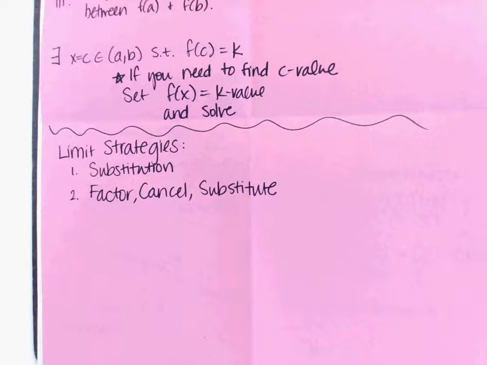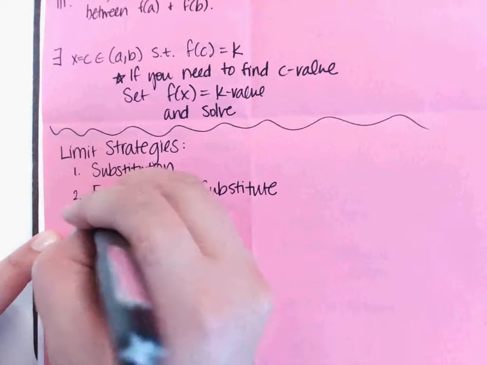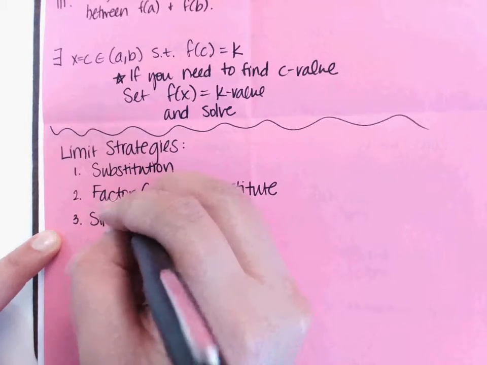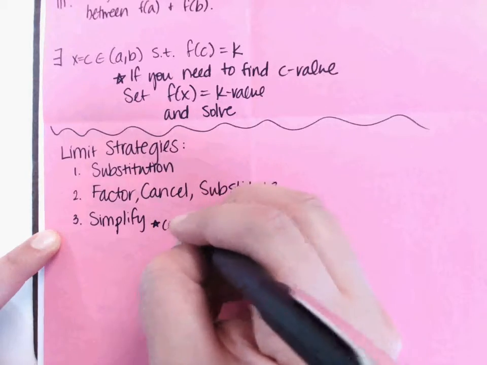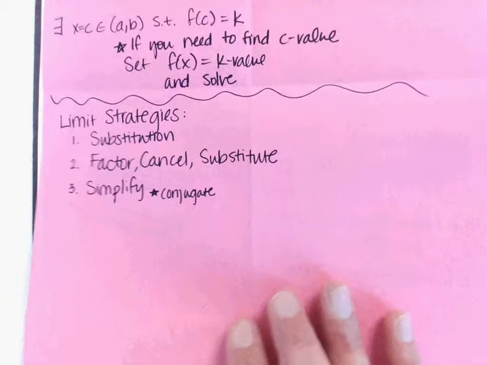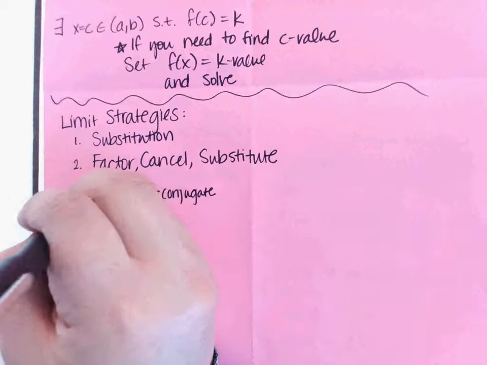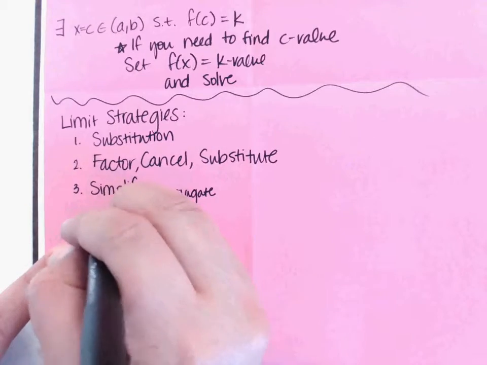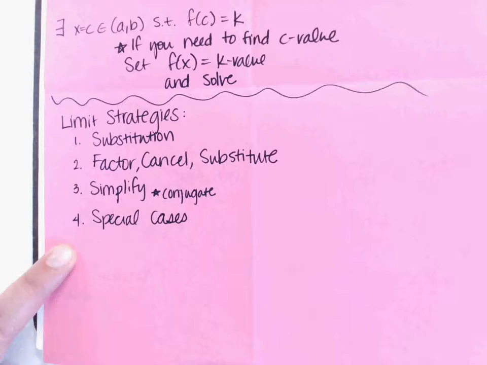If that doesn't work, you could have to do some kind of simplifying. And I'm going to put in parentheses behind that, conjugate. Okay, that could involve using a conjugate. It could also be like if you have a tangent, you can split it up into sine and cosine and stuff just kind of cancels. Okay, the last one is you had two special cases. We're going to write them both down on your sheet so that you have them.